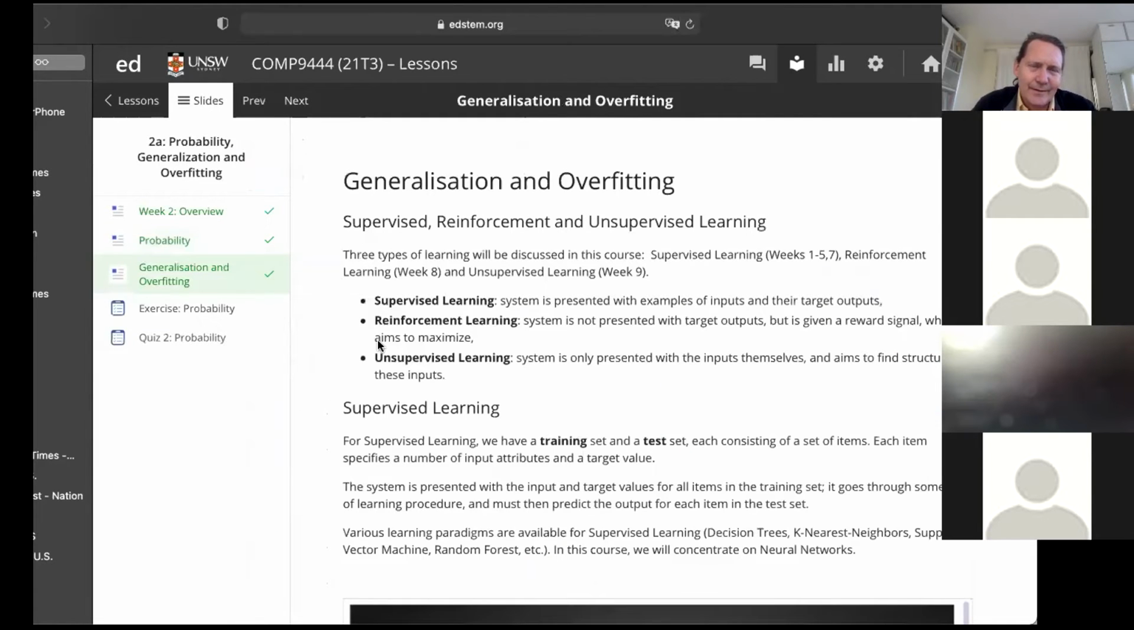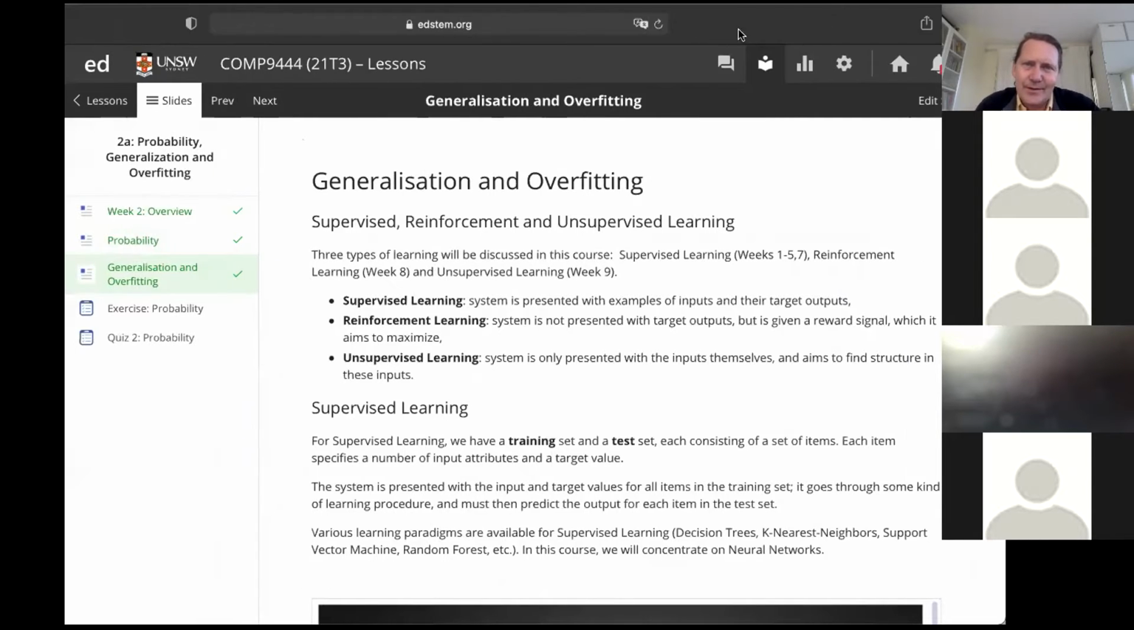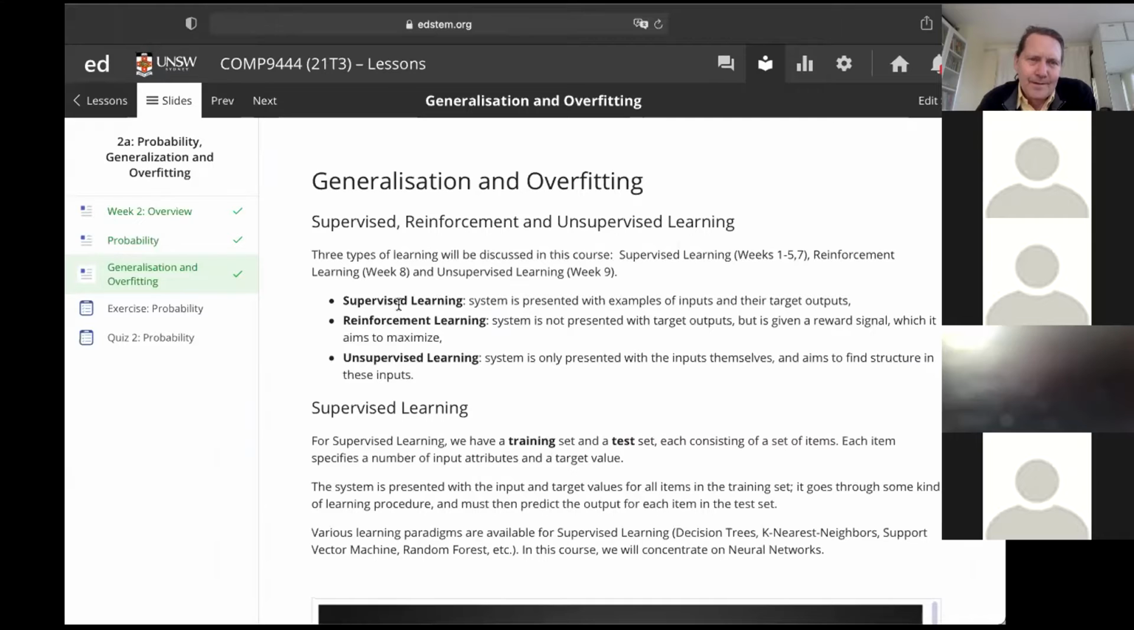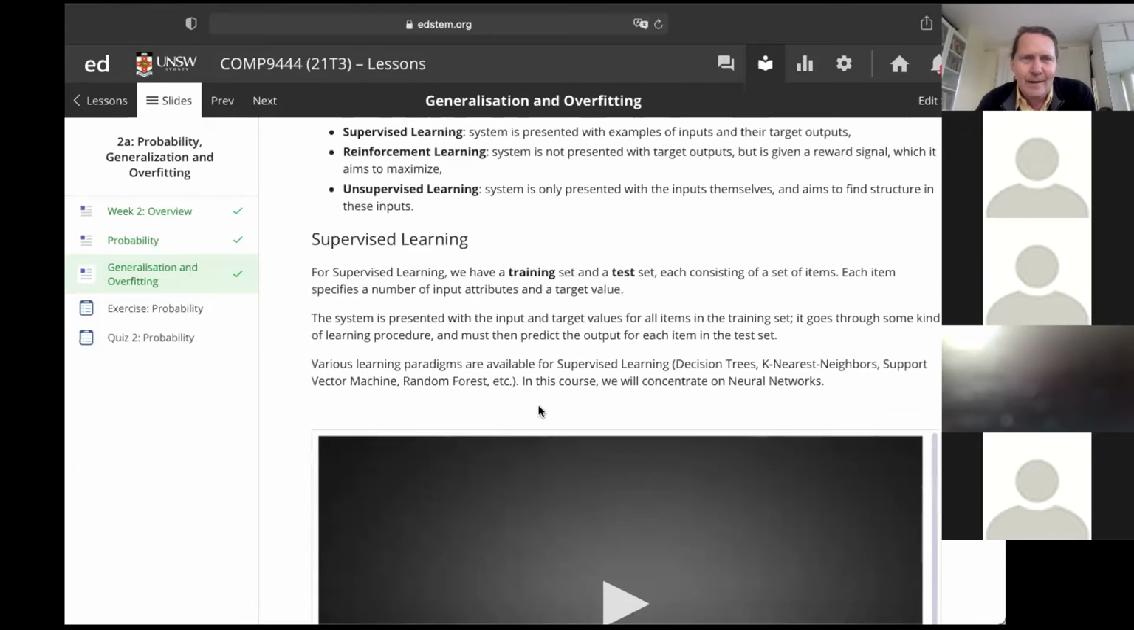So there's also this generalization and overfitting. This is something that would be familiar to you from the machine learning course. Anyone who's done the machine learning course will be familiar with this already, but this is what we need for our purposes. So we divide learning into 3: supervised learning, then most of the course will be unsupervised learning, and then in the last few weeks we'll do reinforcement learning and unsupervised learning.